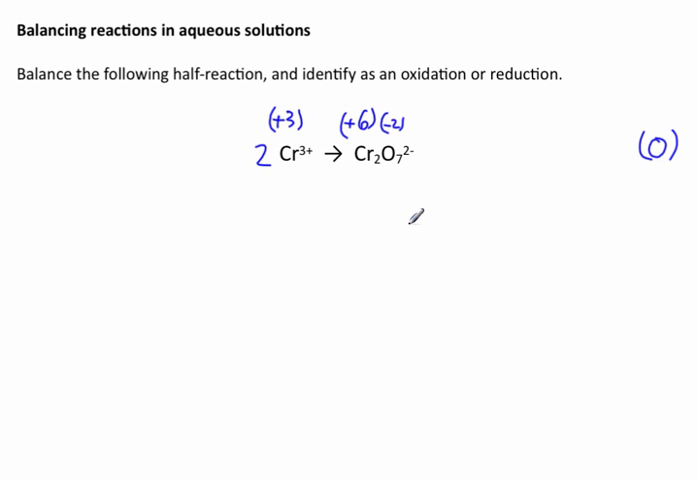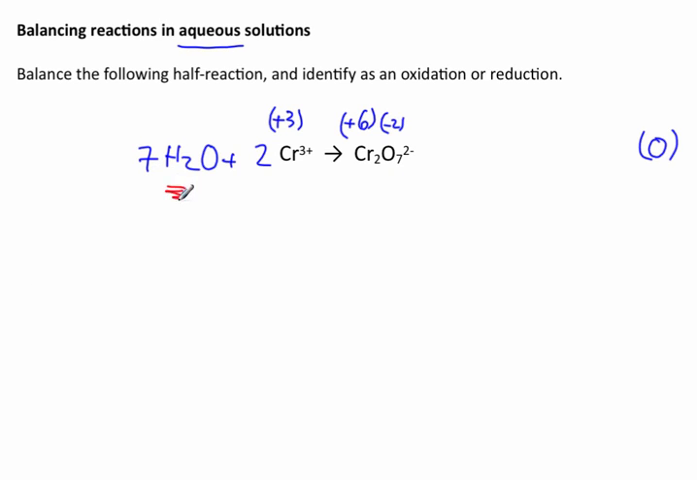Well, it's pretty easy because these are aqueous solutions. Where's this reaction happening? It's happening in water. So we're just going to add water. So how do we add sufficient water to balance the oxygen? Well, it's easy. Over here, we add 7 H2O. So 7 times oxygen, 7 times oxygen. Now the oxygen is balanced.